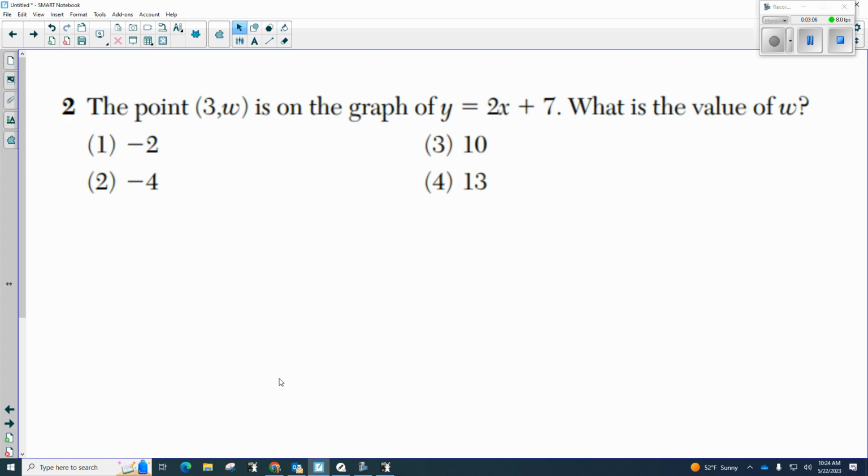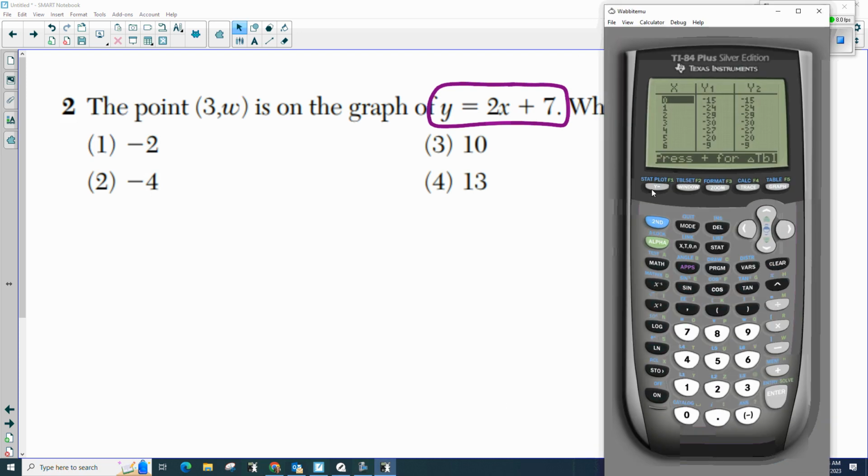Please use it. Another question, question number 2 says the point (3, w) is on the graph of y equals 2x plus 7. What is the value of w? Okay, anytime you see y equals, I recommend putting it in, because you might be able to figure something out once you do that. Okay, so I'm going to go to my y equals, clear out these old ones, and I'm putting in 2x plus 7.